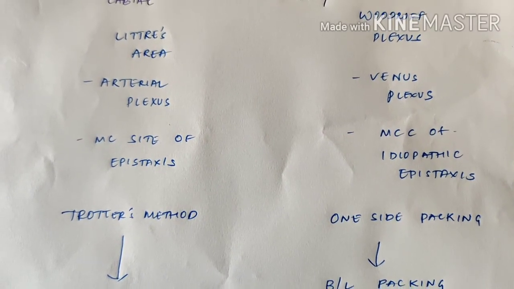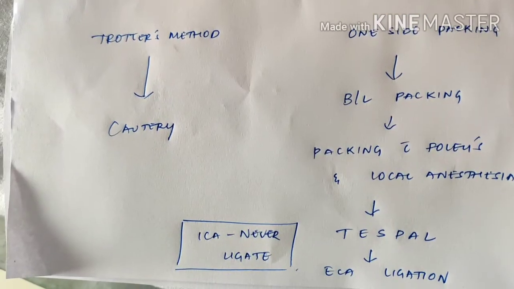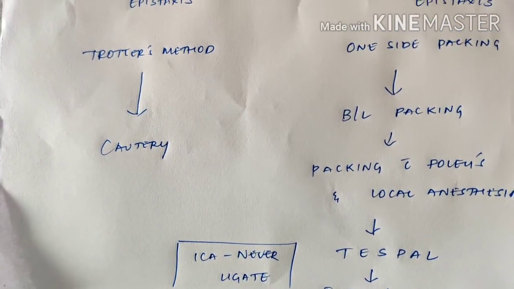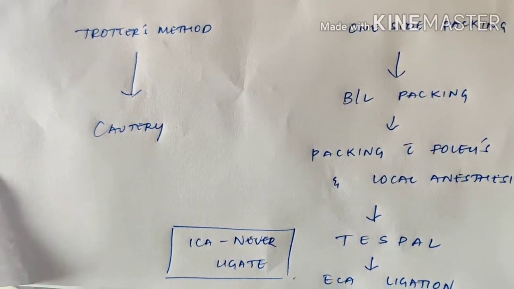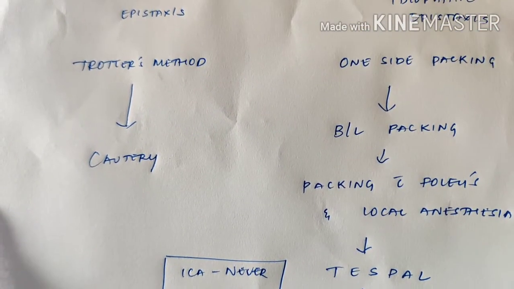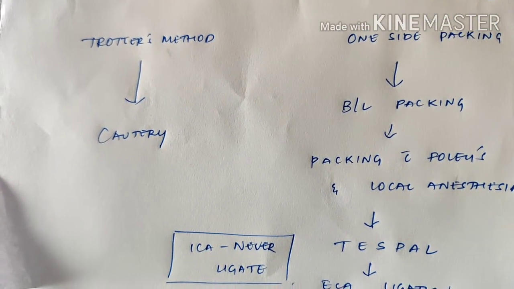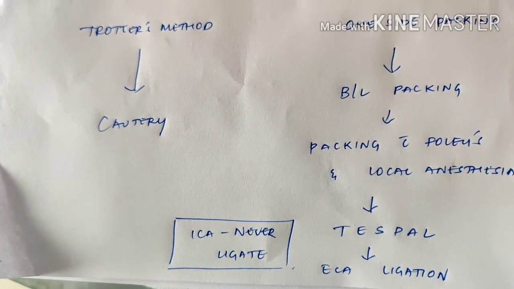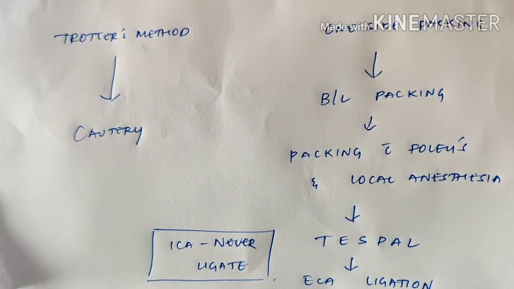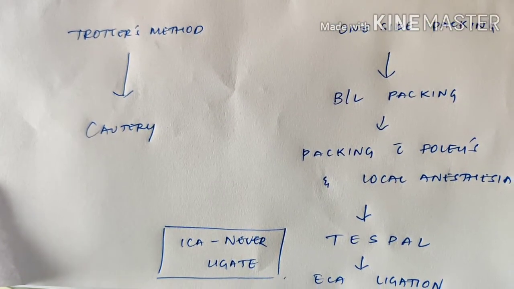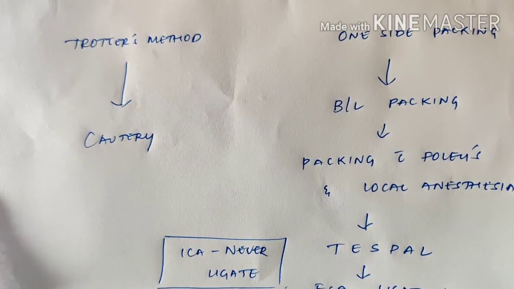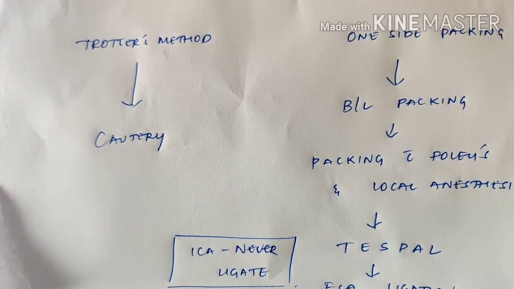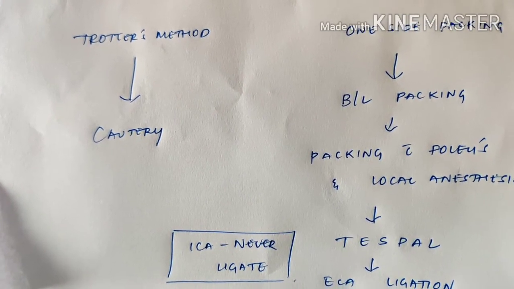Now let's jump to treatment. First, for anterior epistaxis, we just do Trotter's method. Trotter's method means pinching the nose like this, with the thumb and index finger, and within 3 to 5 minutes the bleeding will stop. If not, we go for cautery, either chemical cautery or electrical cautery. It's a very simple thing. Anterior epistaxis, try Trotter's method. If not, directly go to cautery.